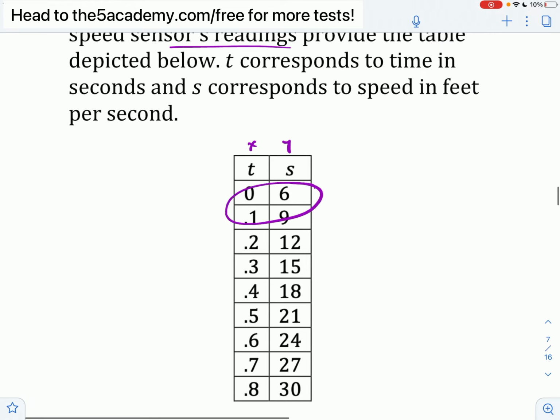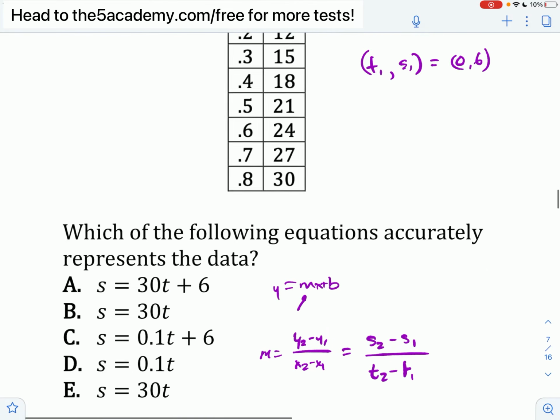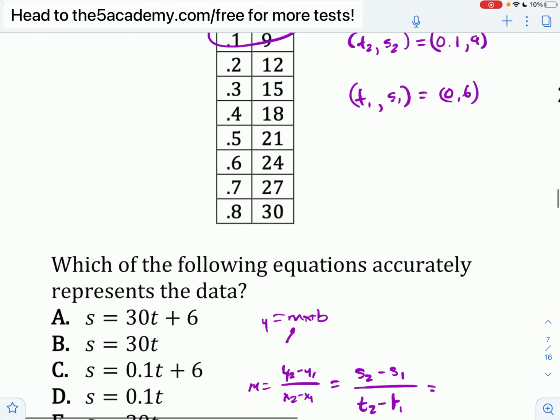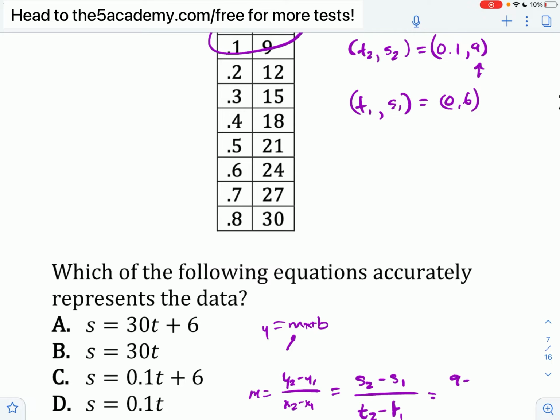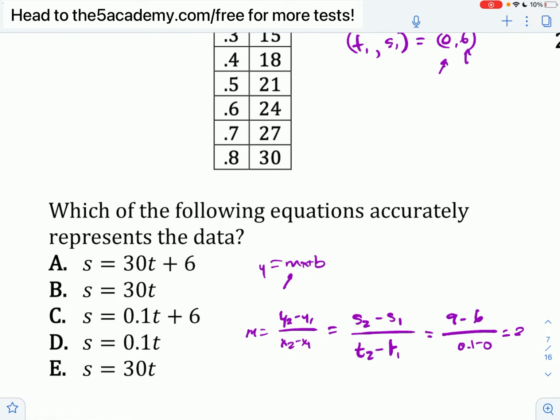Let's pick any 2 points. So I'm going to say t2, s2 equals 0.19, and then t1, s1 equals 0.6. Okay, now let's do the formula. S2 is 9 minus S1 divided by T2, 0.1, minus T1, 0. You end up getting 30. So your slope has to be 30. So it's either A or B.